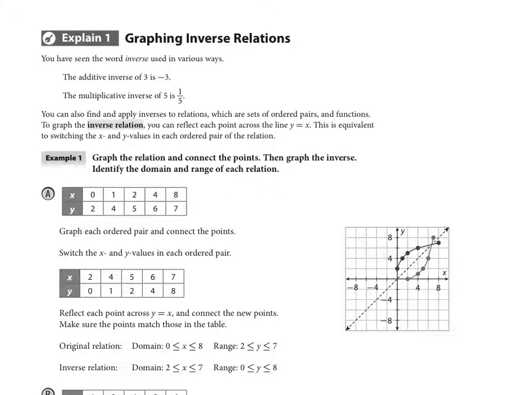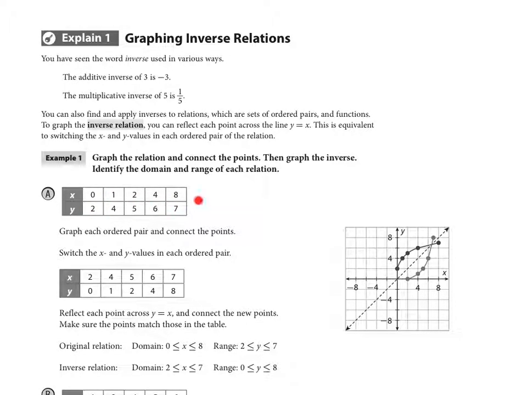So when you talk about inverse, you need to understand it. And we talk about here the additive inverse of 3 is -3. The multiplicative inverse of 5 is 1/5, or dividing by 5. Okay, just opposite relationships.